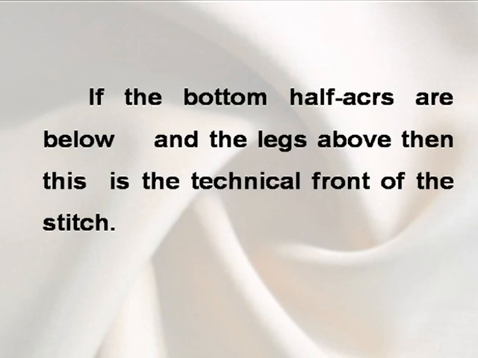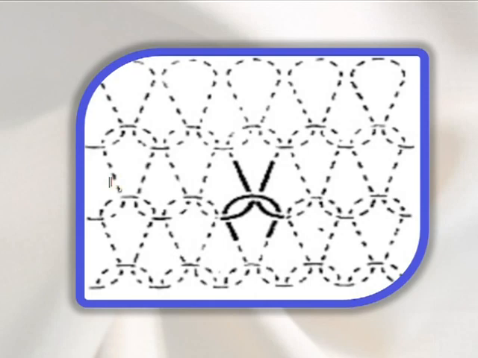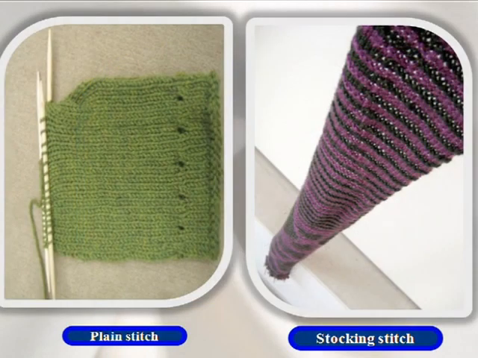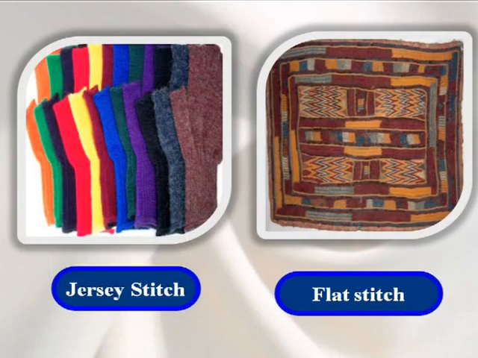If the bottom half arcs are below and the legs above, then this is the technical front of the stitch. This is called the face stitch, or plain stitch, stocking stitch, jersey stitch, and flat stitch. Intermeshing a yarn loop towards the technical face side of the fabric produces a face stitch.